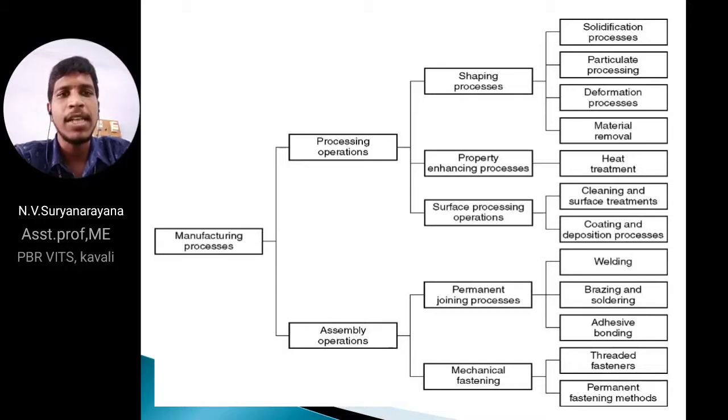Next, coming to assembly operations. Assembly operations are again classified into two types: permanent joining and mechanical fastening. Permanent joining can be done by using welding, brazing, soldering, adhesive bonding, and mechanical fasteners or threaded fasteners like bolt and nut, and permanent fastening methods.